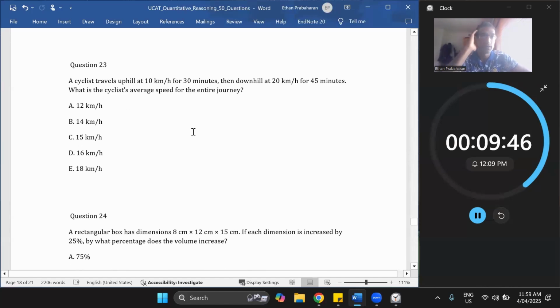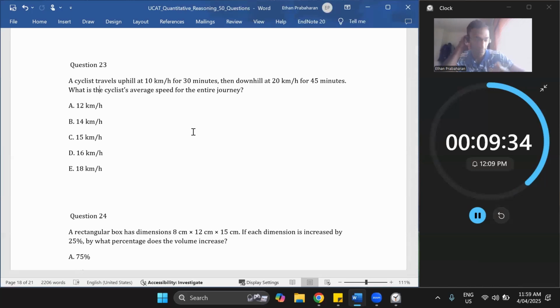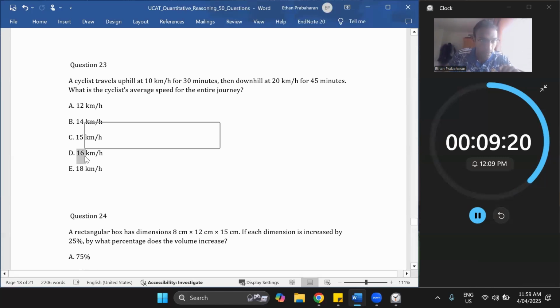Average speed. All right, up 10 kilometers an hour. So it's 5 kilometers. Our speed is distance on time. So what's the distance? Yeah, 5 kilometers. Then 3/4 of that, 15. So the total distance is 20 Ks. And what's the time? 1 hour 15. So that's 5 on 4. 20 divided by 5 on 4 is the same as 20 times 4 on 5, which is 80 on 5, which is 16. Nice.